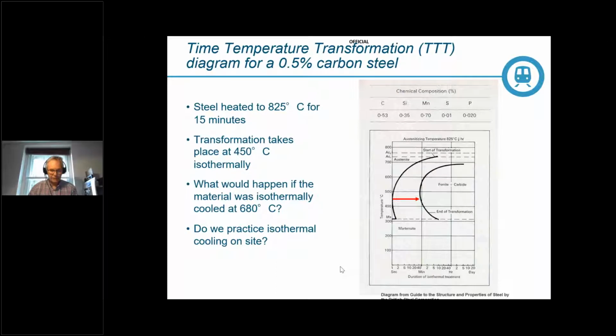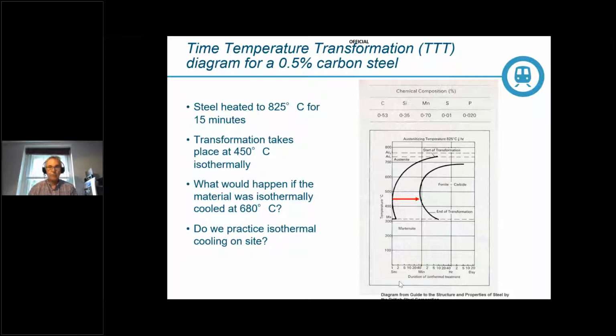So the diagram illustrates in a simple form the effect of temperature and time on the start and the end of the transformation process. From austenite, because austenite is the form steel exists in when it's molten, to other phases. And a carbon steel transforms fairly rapidly, giving a curve of the simple form shown here.